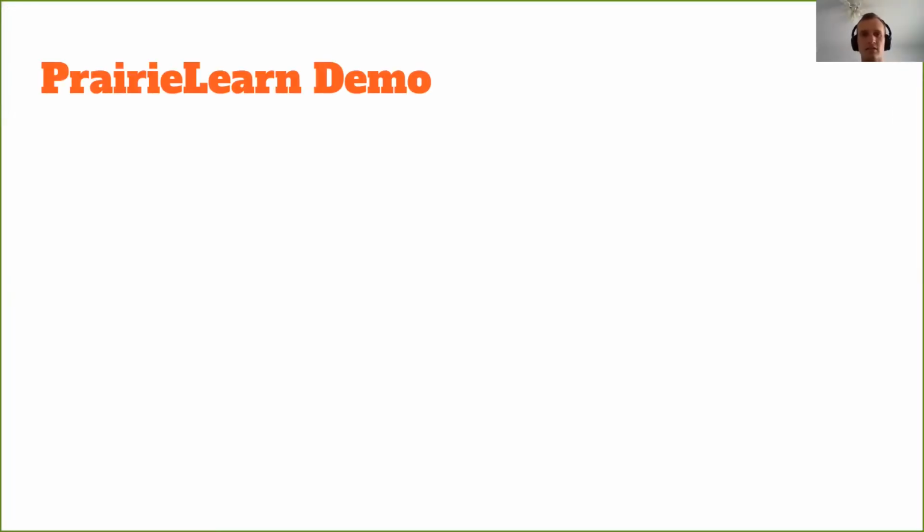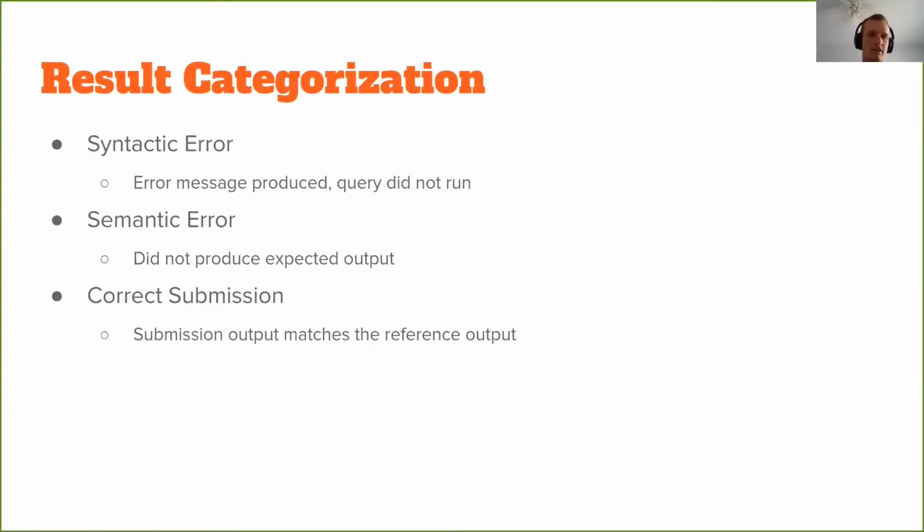Okay, now that you have seen PrairieLearn and what the student experience is like in our databases class, we can move on to our result categorization. Each student submission was categorized as either a syntactic error, a semantic error, or a correct submission. A syntactic error is where the database engine wasn't able to run the query for some reason, and it produces an error message and an error code.